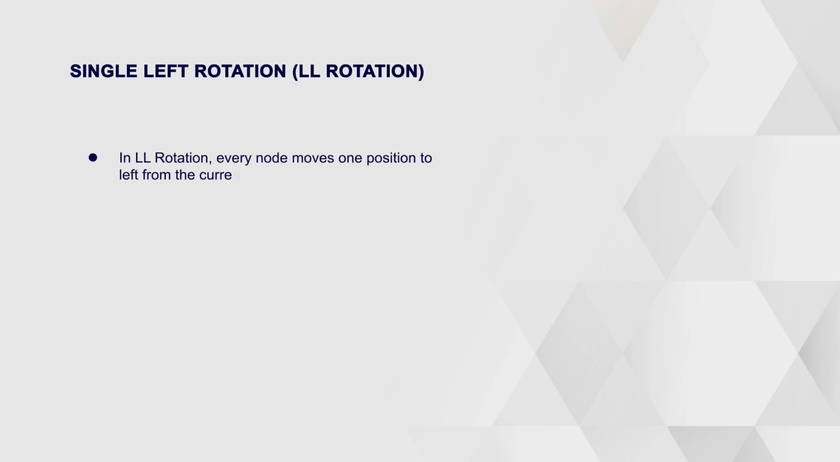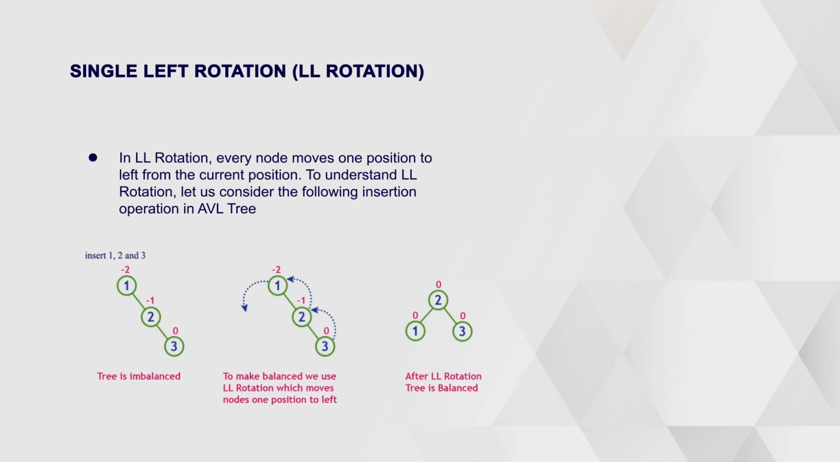To balance itself, an AVL tree may perform the following four kinds of operations, as I told you. The first two rotations are single rotations and the next two are double rotations. Single left rotation is called LL rotation. In LL rotation, every node moves one position to the left from its current position. To understand LL rotation, let us consider the following insertion operation on an AVL tree, and by this example we can understand how we perform a rotation.